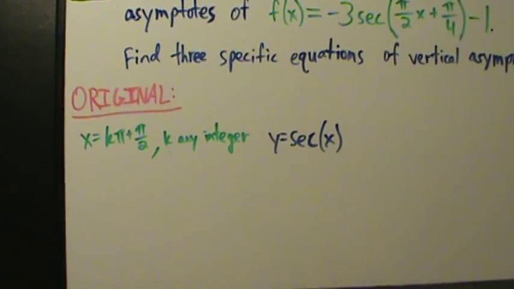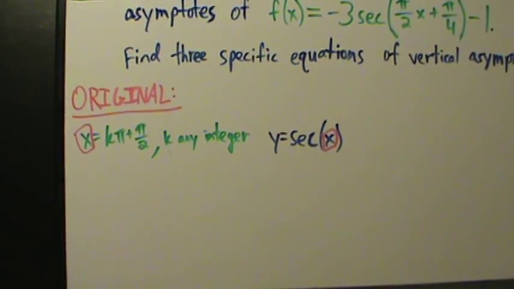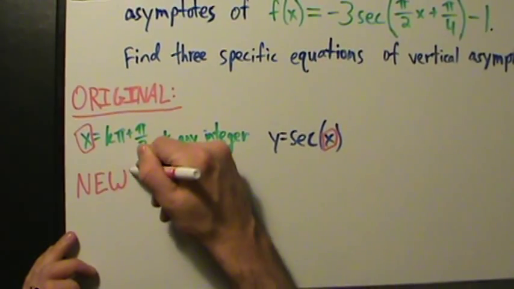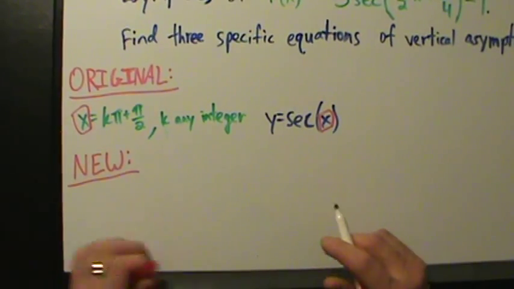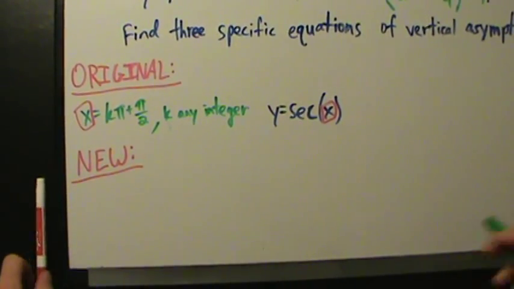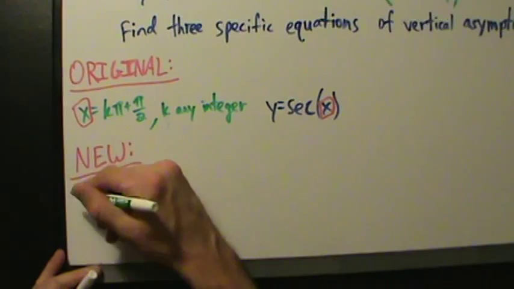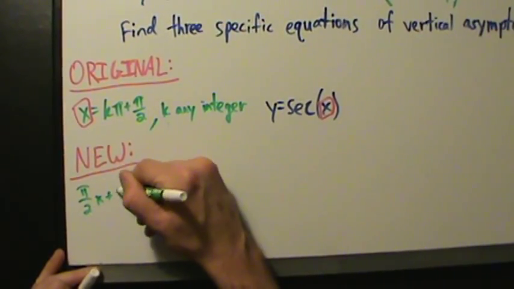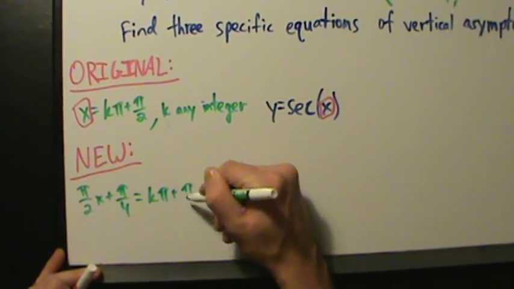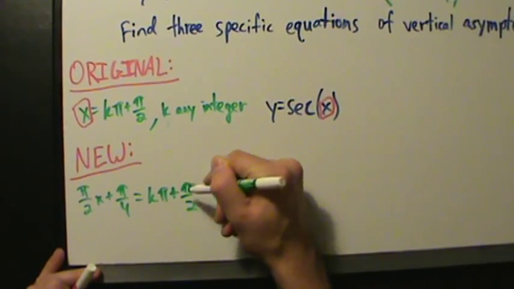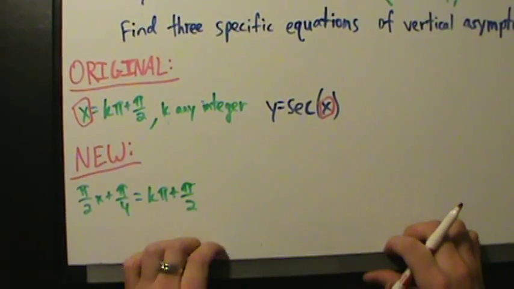Okay, so for secants and for tangents, you take the entire expression inside of the trig function and set it equal to k pi plus pi over 2. Now for our new one, what we want to do is find the new general equation for our new trig function we were given here. So the new one is going to be: take the entire expression inside of the trig function, pi over 2x plus pi over 4, and set it equal to k pi plus pi over 2.